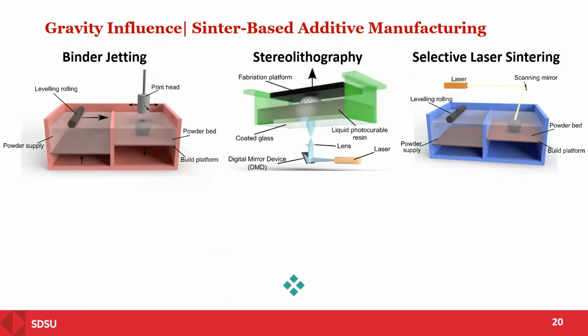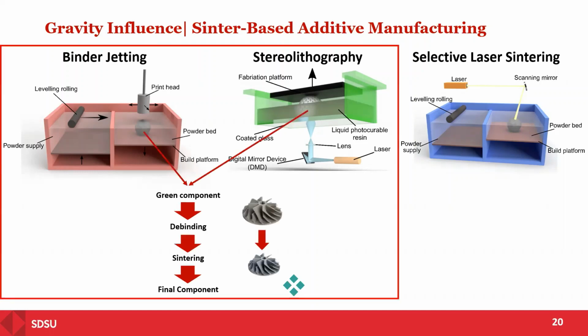But with the other two technologies, we obtain what we call a green component, where, for the binder, we have to remove all the polymer that we used. Consequently, after that we have to sinter. In this process, if our part is like a sort of beam overhang, it might be subjected to the effect of gravity. It is not strong enough to sustain the action of gravity.